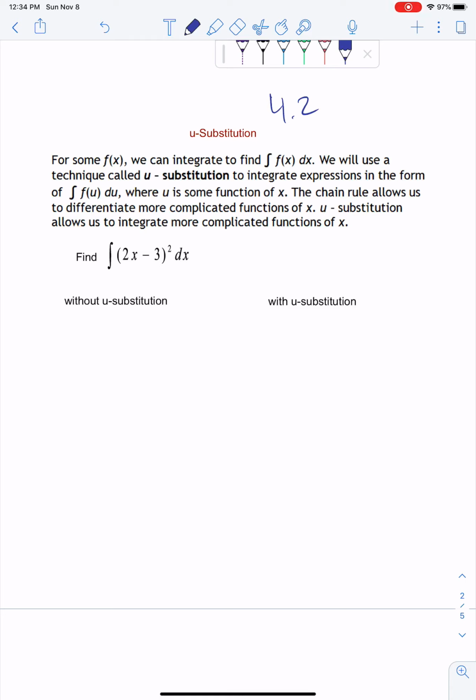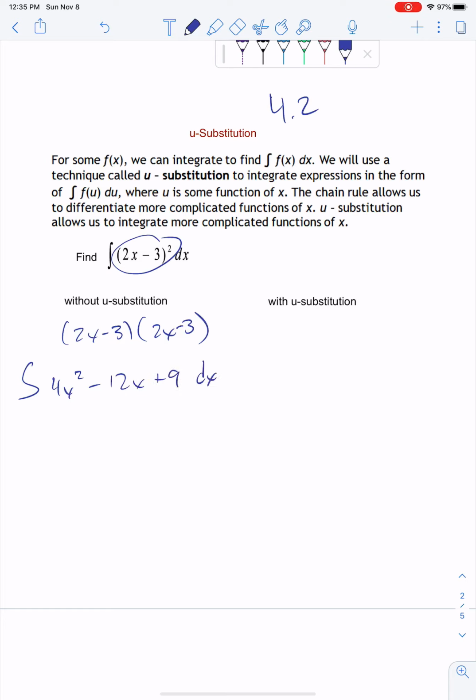But a problem like this, finding the integral of 2x minus 3 squared dx, the way that we would have done this before without U-substitution is we would have taken the 2x minus 3 squared and written that as 2x minus 3 times 2x minus 3. So you would have ended up with the integral of 4x squared minus 12x plus 9 dx. Because once you FOIL that all out, that's what you end up with.